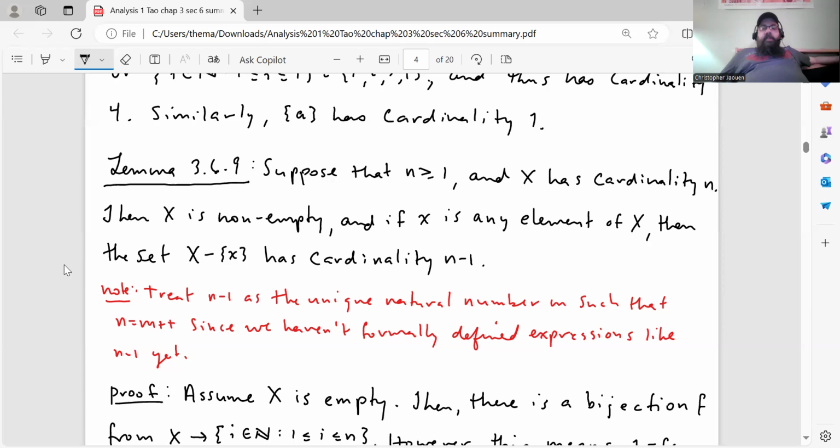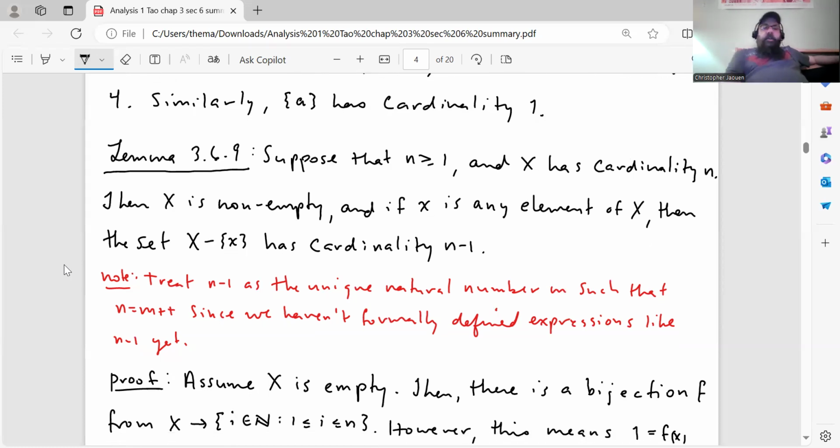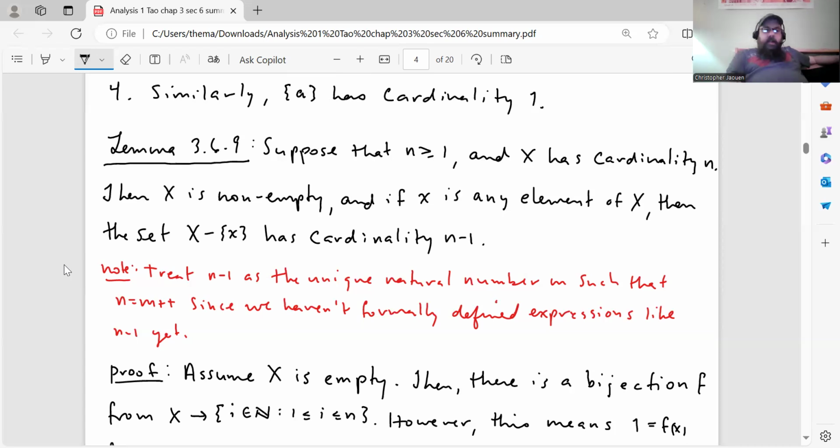Suppose that n is greater than or equal to 1 and X has cardinality n. Then X is non-empty, and if x is any element of X, then the set X minus the singleton set containing x, that's set difference there, by the way, has cardinality n minus 1. And just a note here: treat n minus 1 as the unique natural number m such that n is the successor of m, since we haven't formally defined expressions like n minus 1 yet. We haven't talked about subtraction, in other words. So all n minus 1 means is the predecessor of n, if you want to think about it like that.